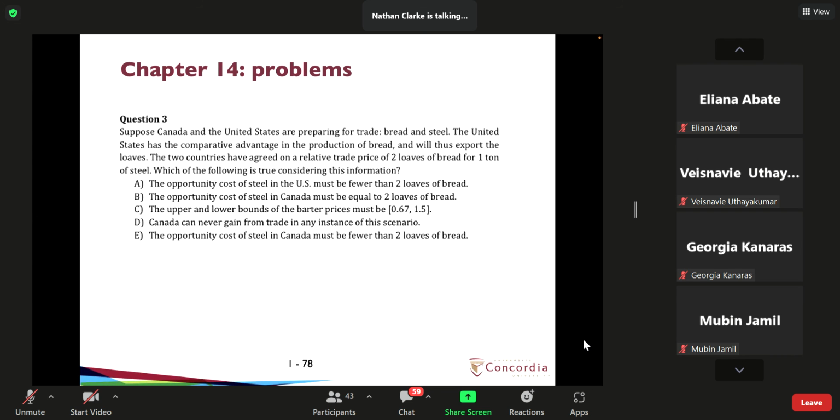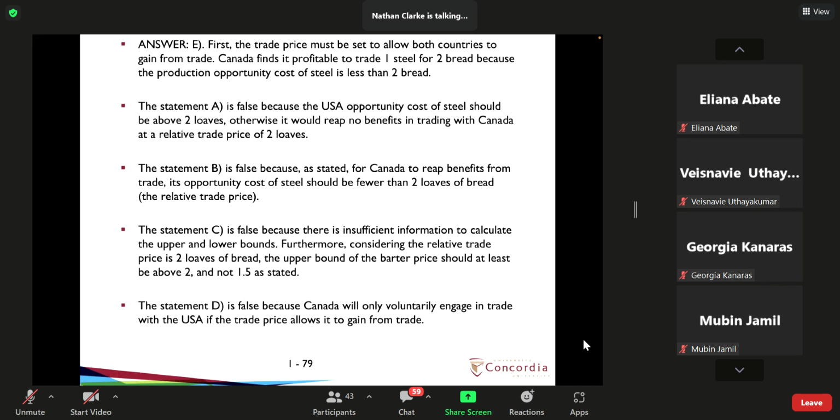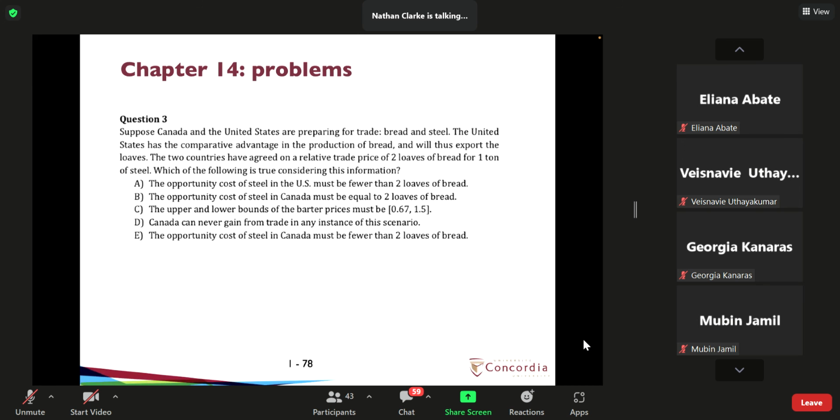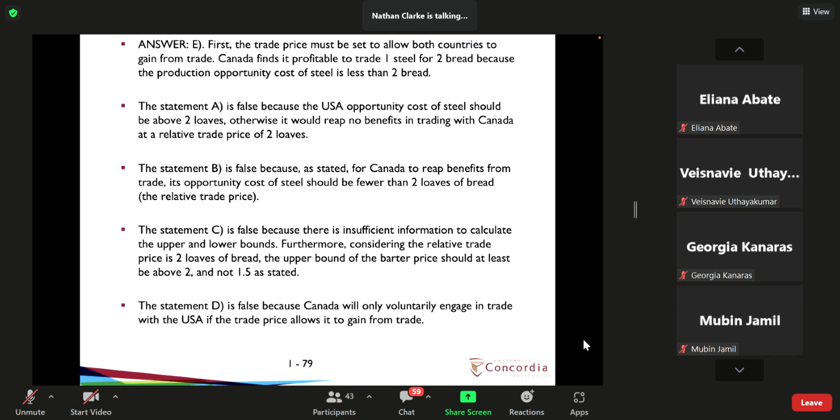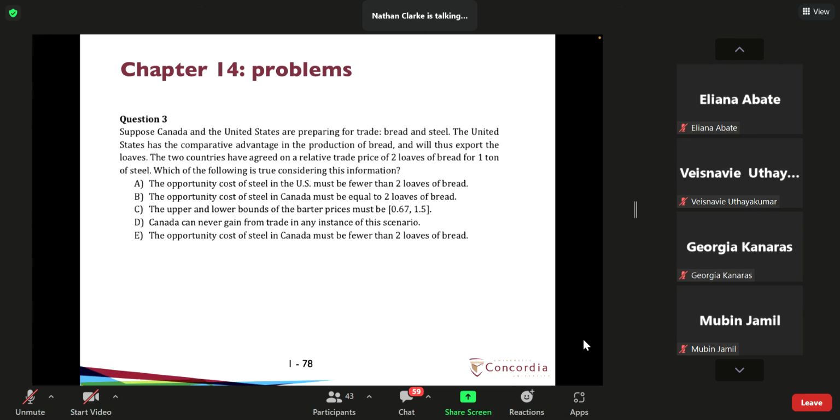C says the upper and lower bounds of the barter prices must be 0.67 and 1.5. There's not enough information in the problem to calculate the upper and lower bounds. To calculate them, we would need to be able to calculate the opportunity cost for both countries, and then it would settle between the two. But they didn't give us a table, so we don't have enough information to calculate those opportunity costs. Therefore, we can't say specifically that these are the bounds. And we definitely know the upper bound should at least be 2 because the trade price was 2, so it makes no sense that it would be between 0.67 and 1.5.